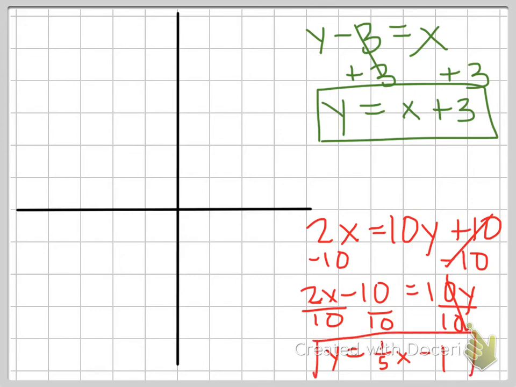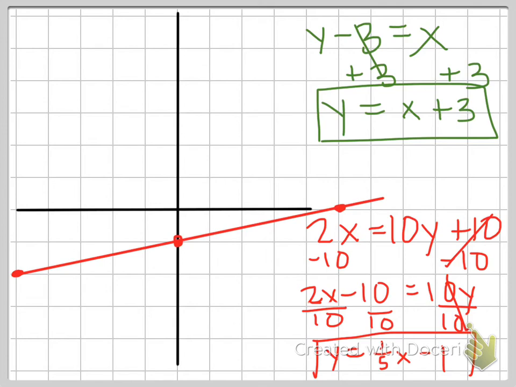So while I'm in the red mode, I'm just going to graph that equation. So I'm going to go to negative 1 and put a dot. And from here, I'm going to go up 1 and right 5, which is a little off my graph. So I'm also going to go down and to the left. So down 1, left 5. Okay, so again, you definitely have more space on your picture than I do. I made it a little bit bigger so we can see. So there's my red equation.